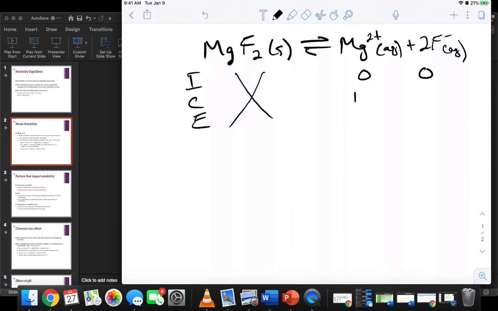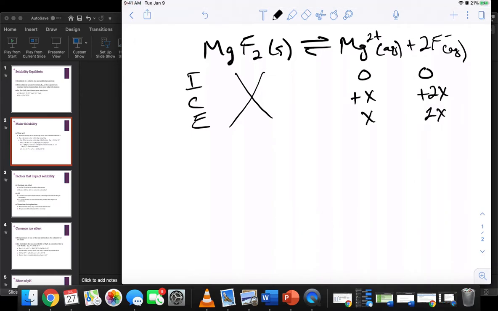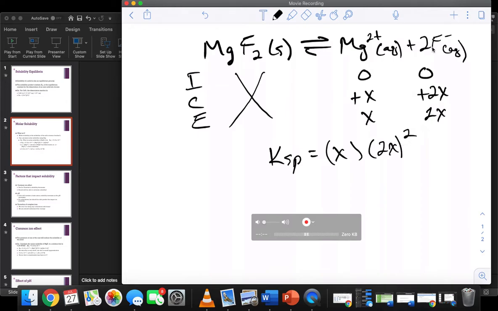But then my change, I'd have plus x and plus 2x because of the stoichiometry. Right? If I have 2F minus, I'm going to be getting plus 2x as I set this up, which will give me x and 2x as my equilibrium amounts, which means I can write an equation where Ksp should be equal to x times 2x squared. The quantity 2x is squared because I have the two fluorides. The 2x is, in this case, the change, and then it's getting squared because there's the two of them for the equilibrium constant equation. And then the x in this case is my actual molar solubility.